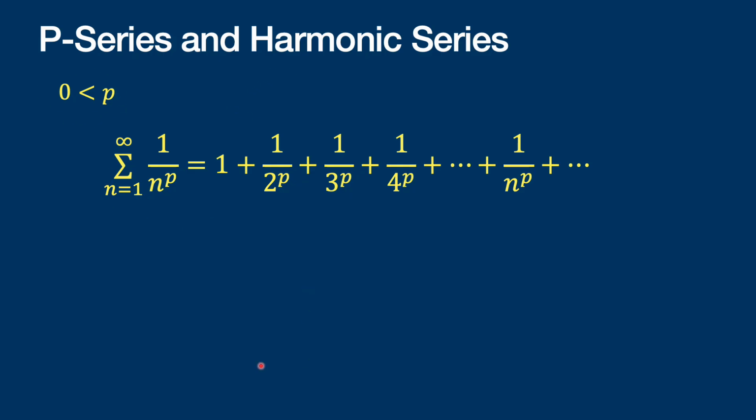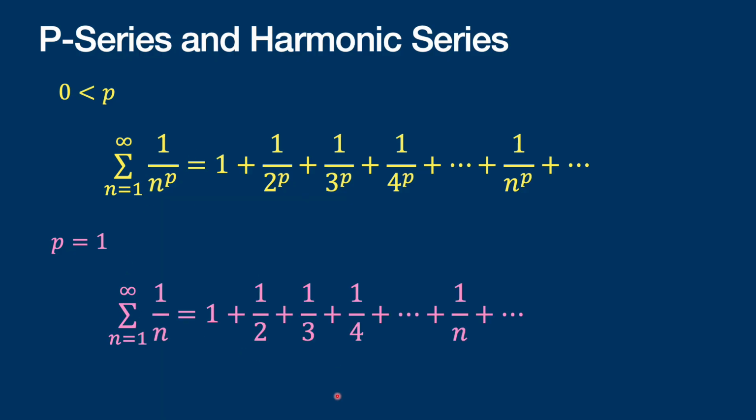Now, what is a harmonic series? That's when p equals 1. When you plug in 1 here, you see the summation from n equals 1 to infinity of 1 over n, which is 1 plus 1 over 2, 1 over 3, 1 over 4, up to 1 over n. We say P series, and especially when P equals 1, we say harmonic series. Now, on the next slide, we're going to investigate what happens to the P series, whether they converge or diverge.